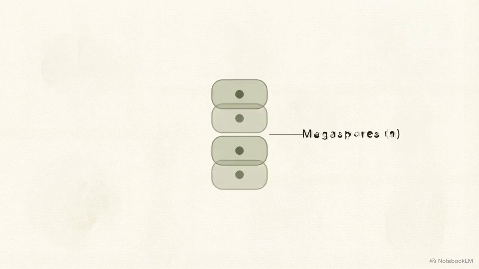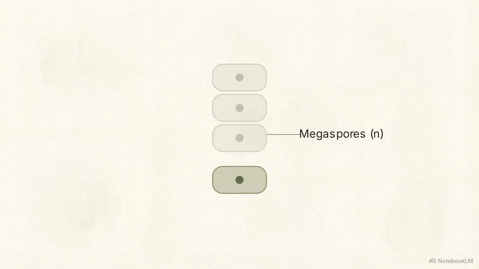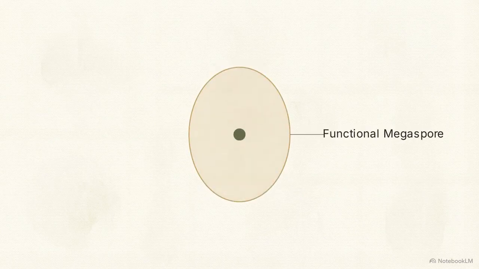A single diploid cell in the nucellus differentiates into the megaspore mother cell. It undergoes meiosis, megasporogenesis, yielding 4 haploid megaspores. Usually 3 degenerate, leaving 1 functional survivor to develop into the female gametophyte. Through mitotic divisions, this cell expands into the embryo sac.